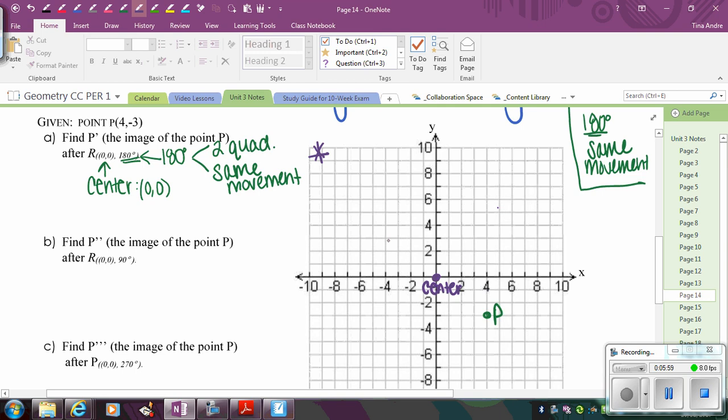But I need it to end up in this quadrant. So that means I'm going to be going left 4 and then up 1, 2, 3. And that's where P prime goes. And now if you imagine connecting this angle or making this angle with the center being the vertex of your angle, you see that you have a 180-degree angle, which you should because that was the rotation. So my horizontal and vertical movement stays the same because I'm doing 180 degrees. So in the end, my points should be on the same line. So my answer here for P prime is going to be -4, +3.